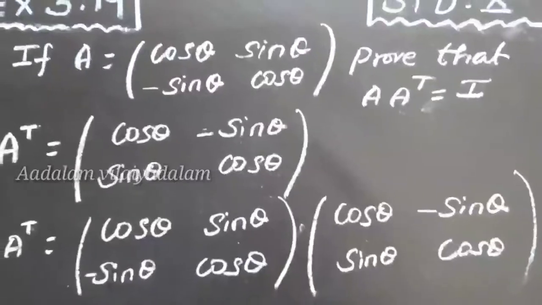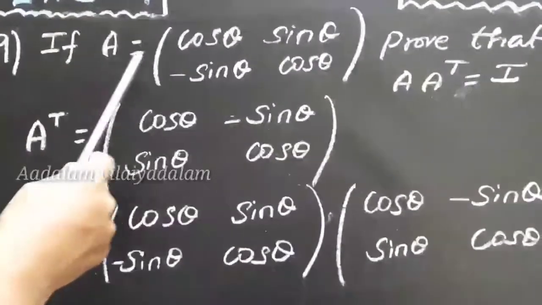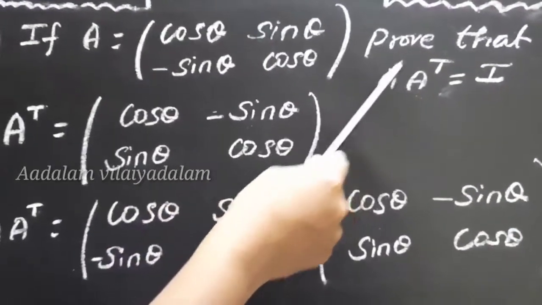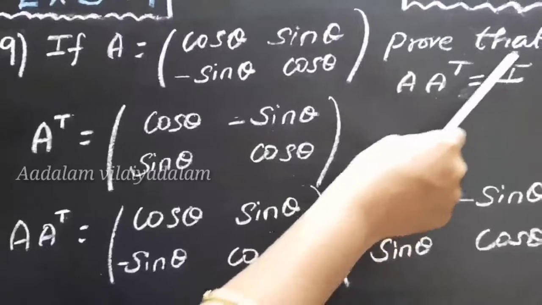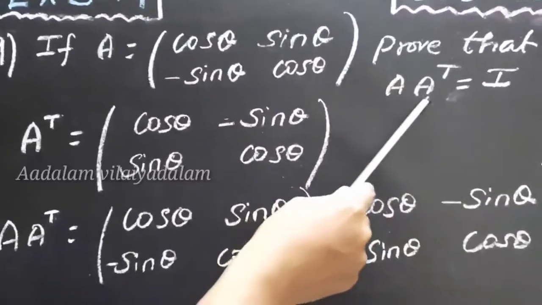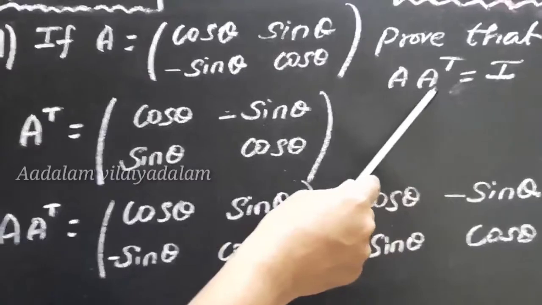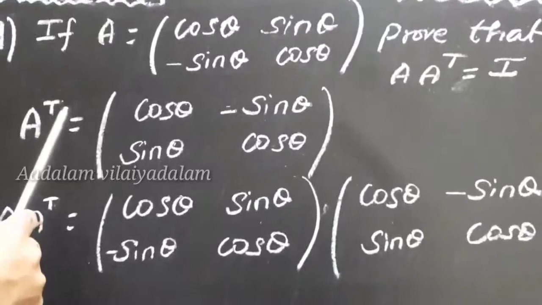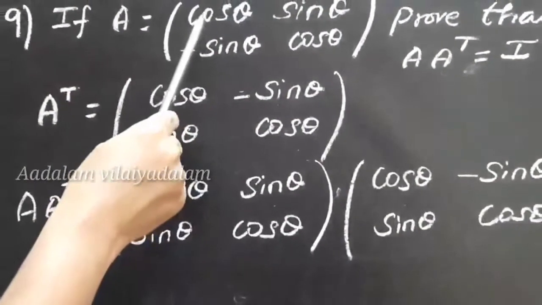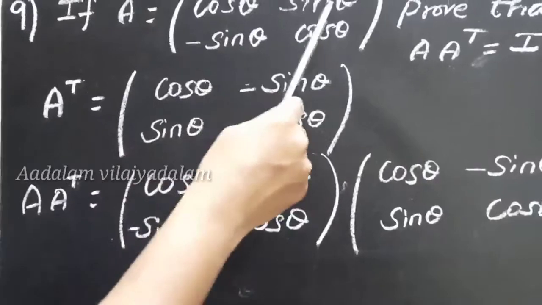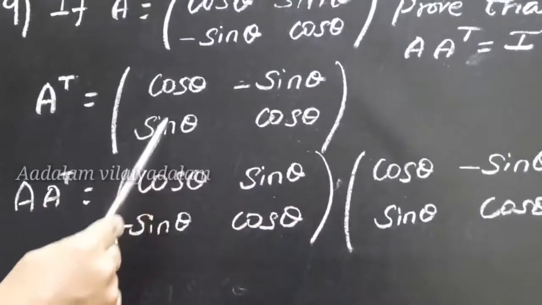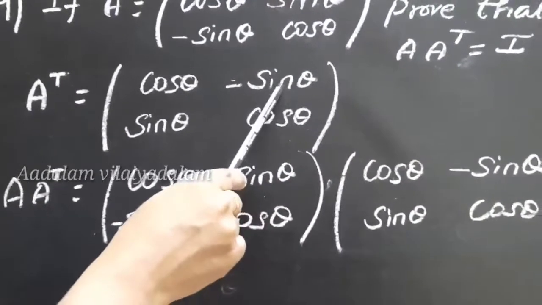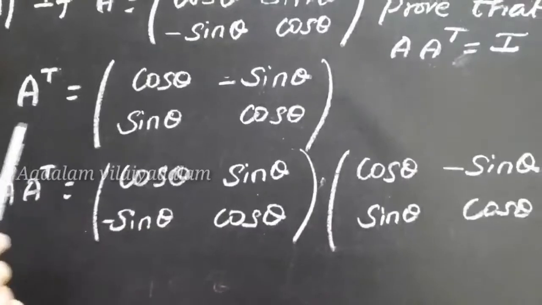Hence proved. Ninth question: if A equal to cos theta, sin theta, minus sin theta, cos theta, prove that A A transpose equal to I, that is unit matrix. So first you complete the A transpose value here. So this is A matrix. A transpose means we have to interchange the row and column. So cos theta sin theta, this is the first row, change to column here. So cos theta, sin theta. Minus sin theta, cos theta, just change column wise, minus sin theta, cos theta. So this is A transpose.